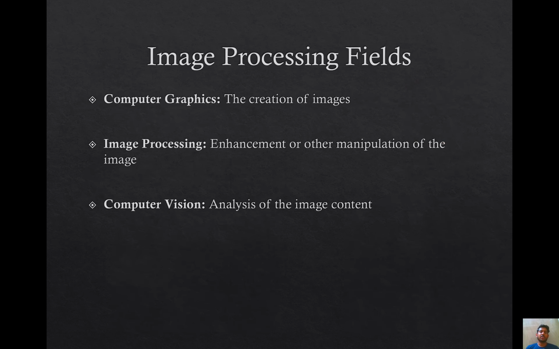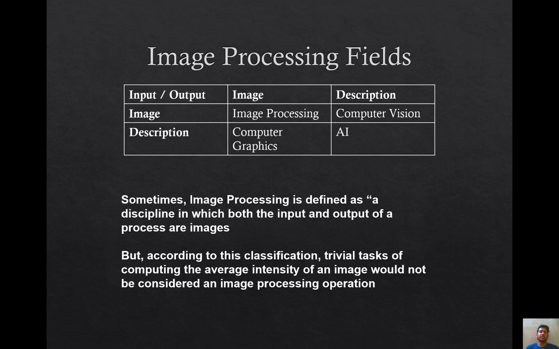Image processing fields: computer graphics, the creation of images; image processing, enhancement or other manipulation of the image; computer vision, analysis of the image content. Input, output, image, description: image processing, computer graphics, computer vision, and AI. Sometimes image processing is defined as a discipline in which both the input and output of a process are images. But according to this classification, the trivial task of computing the average intensity of an image would not be considered an image processing operation.